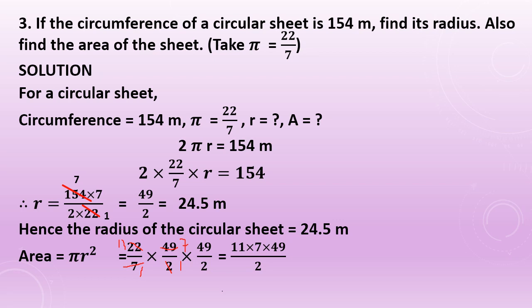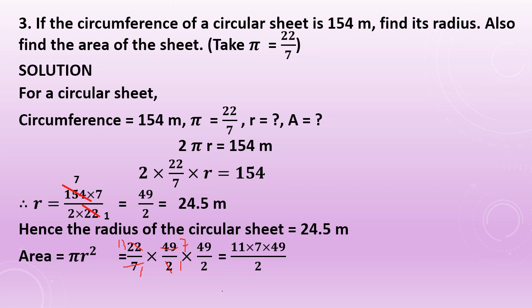Substituting the value over here, 22 upon 7 into, we can take the value 49 upon 2 instead of 24.5, so the calculation becomes easy. So 22 upon 7 into 49 upon 2 into 49 upon 2. 22 and 2 can be cancelled. The numerator becomes 11 and the denominator becomes 1. Similarly, 7 and 49 can be cancelled. The numerator becomes 7 and the denominator is 1.